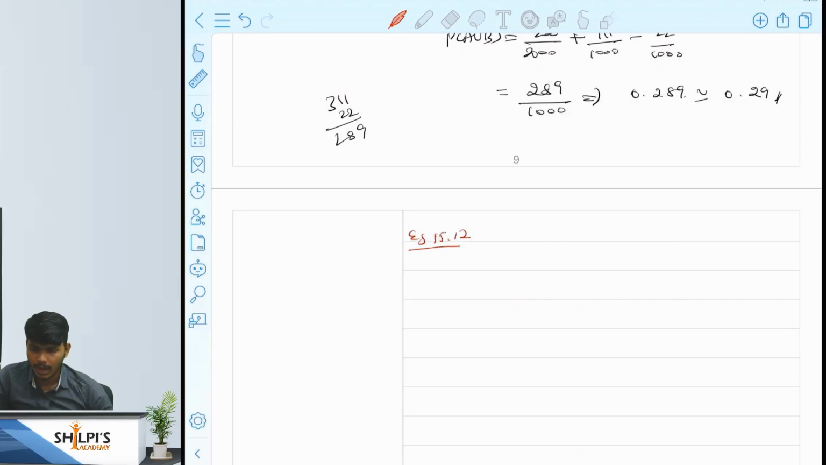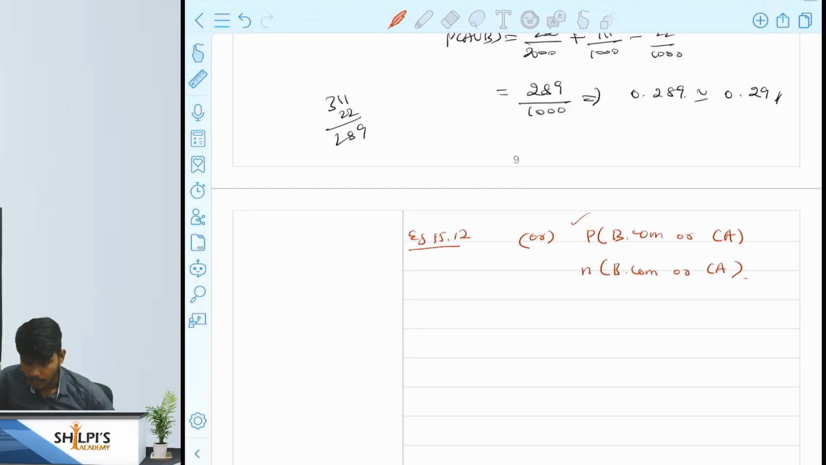So we want to find how many would be BCom or CA. So here the keyword is OR. We want to find how many would be BCom or CA. And also note that they don't want the probability for BCom and CA. They have asked how many would be. So I want to find the number of BCom or CA. This is what we have to find. So before finding this, I should find this, then only we can find the number of BCom or CA.